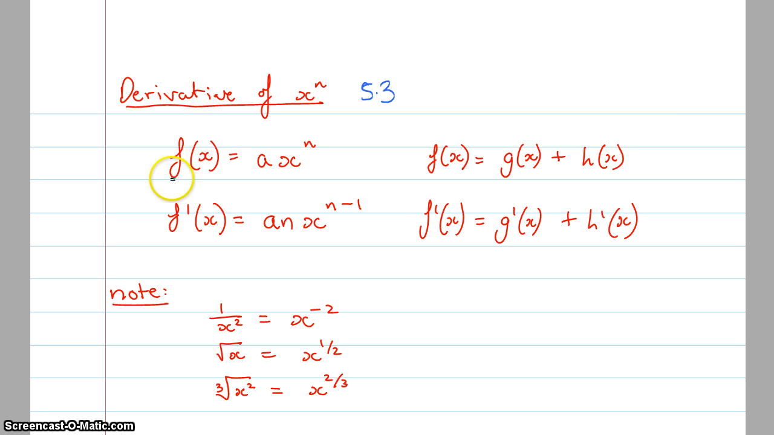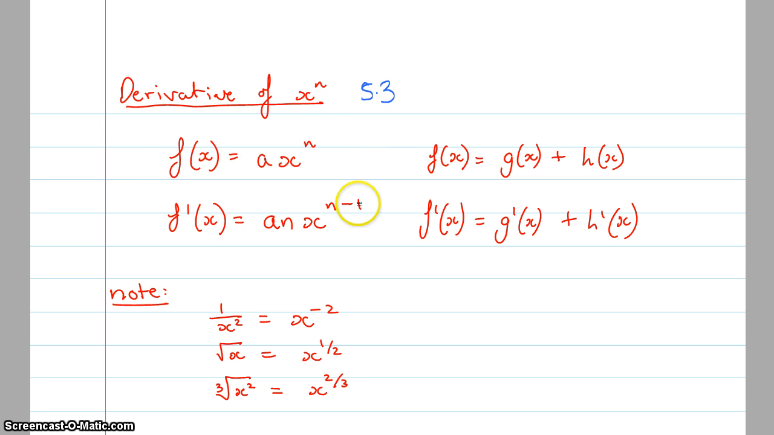So this is what we've got. f(x) equals a times x to the power of n, and a and n are both constants. They don't change. The x is the variable that's changing. So when we get the derivative with respect to x, we multiply by the power, so times by n, and then we minus 1 from the power. And that's the process that we go through every time. We multiply by the power, minus 1 from the power.